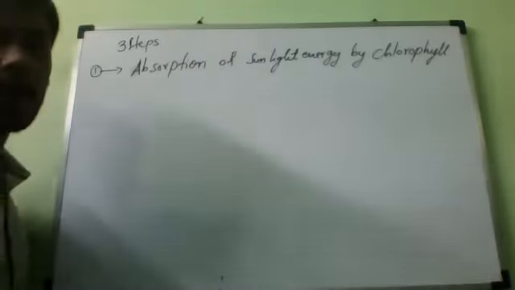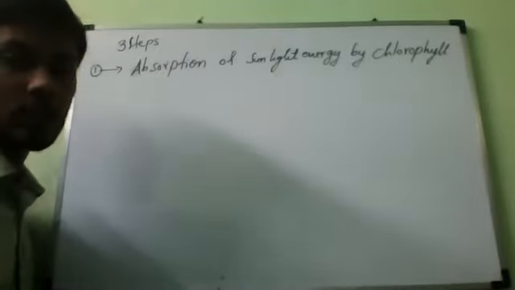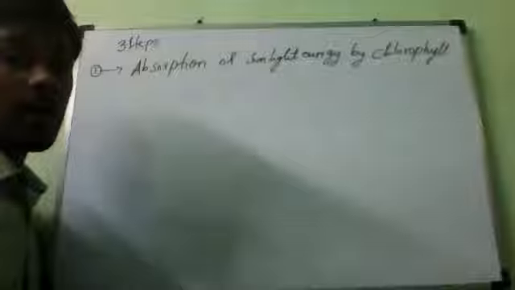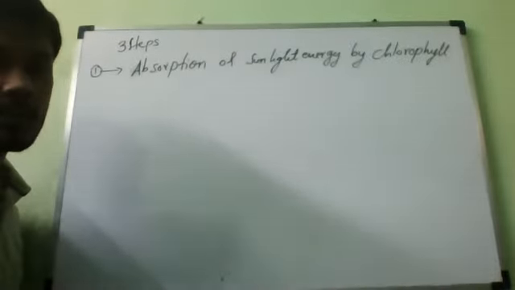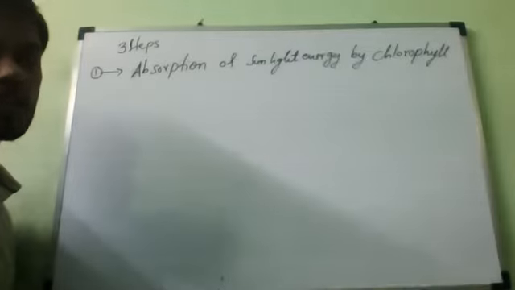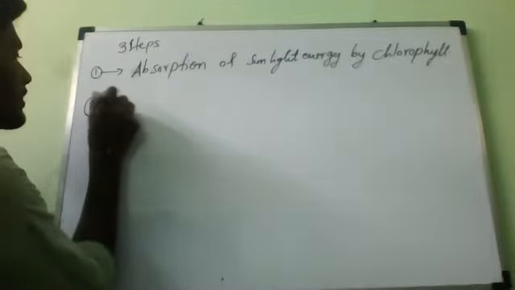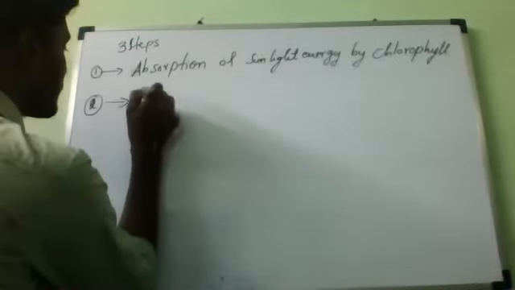Next, after that, what will happen? This light energy will be converted into which energy? Chemical energy. And two more things will happen: the splitting of water into hydrogen and oxygen by light energy. Observe carefully. The conversion of light energy into chemical energy is the second step. In step 2, we form glucose, called food.